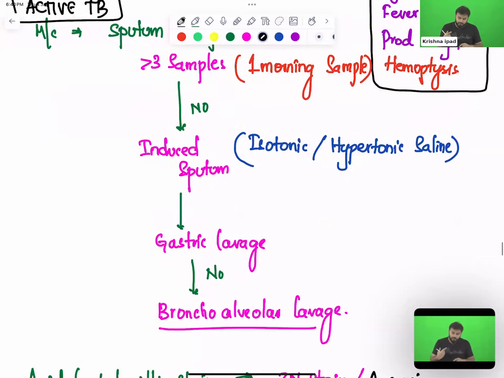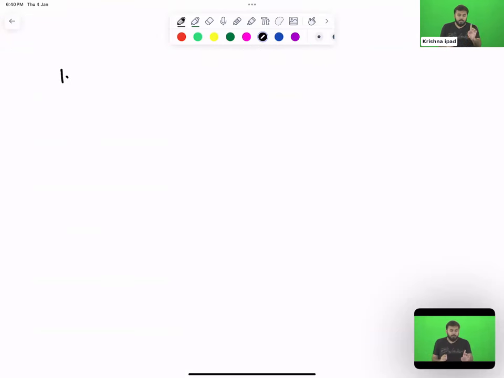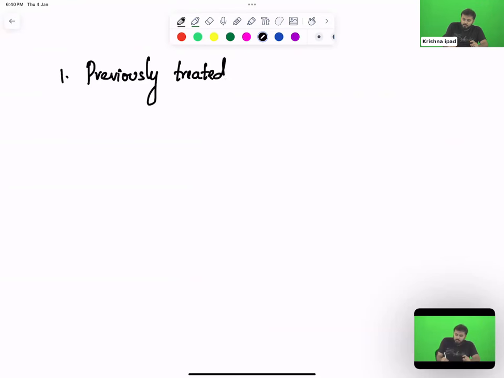But for example, let us say a patient already had TB previously. Now he is coming with the same complaints again. Now, again, I'm suspecting TB. So such a group of patients is called a previously treated TB case. Who is he? Where does he belong to? He is a previously treated TB case patient.